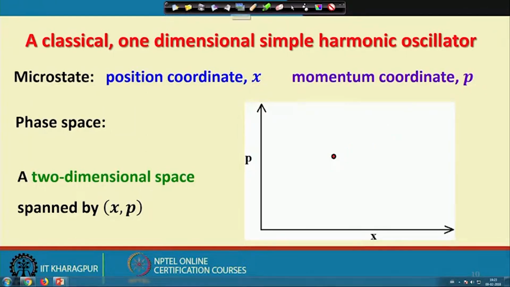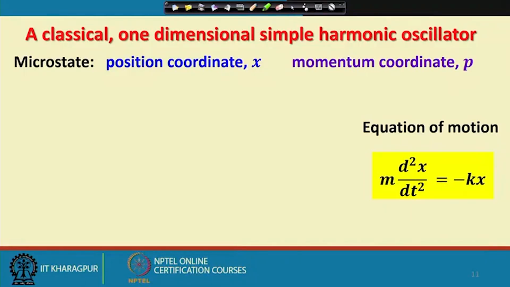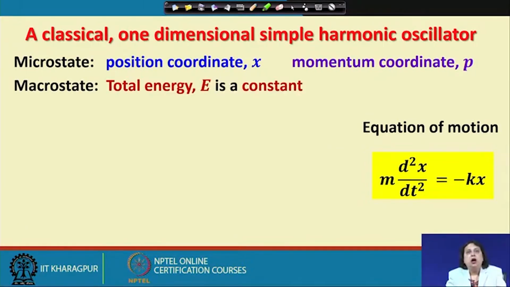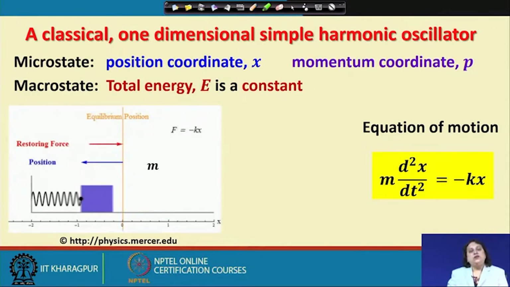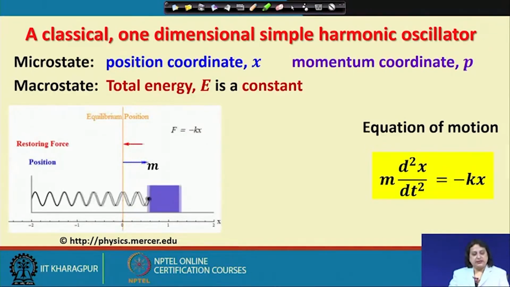But of course, as you understand, in an ensemble we are going to have not only a single point, but it is possible that we are going to have many microstates obeying the same conditions of the macroscopic thermodynamic state. So, let us next see what happens for this particular system when I solve its equation of motion and under the condition that at the macroscopic level its total energy E is a constant. So, basically then how do I visualize the different microscopic states of the system?